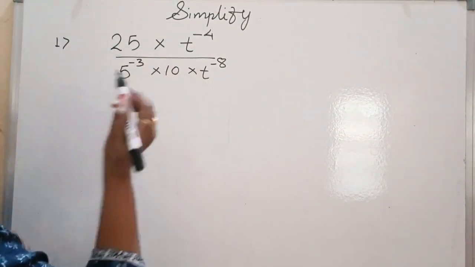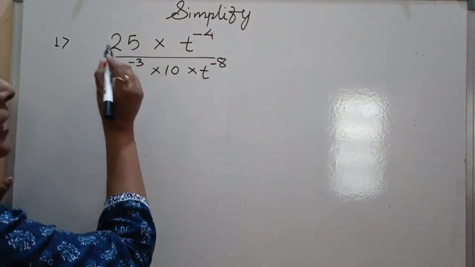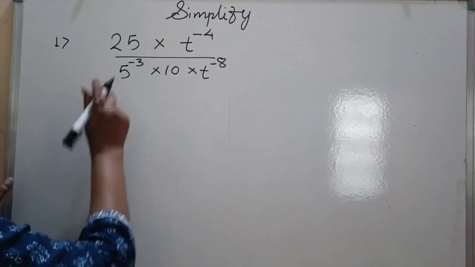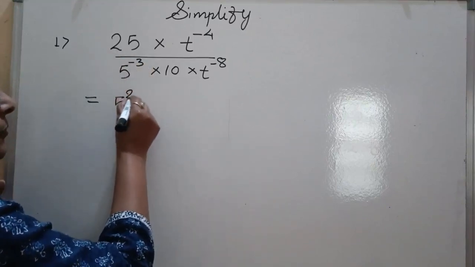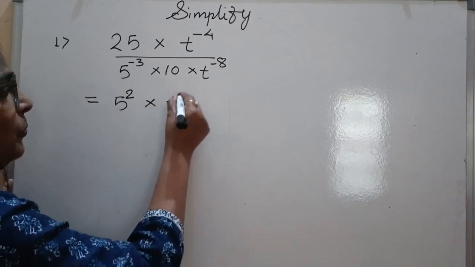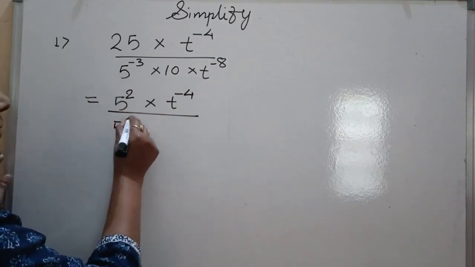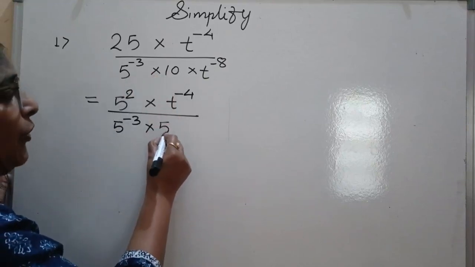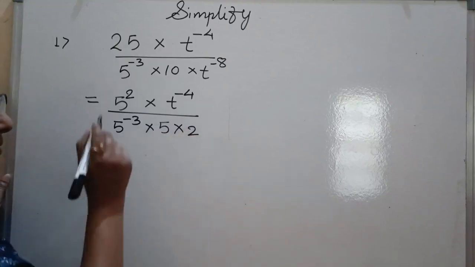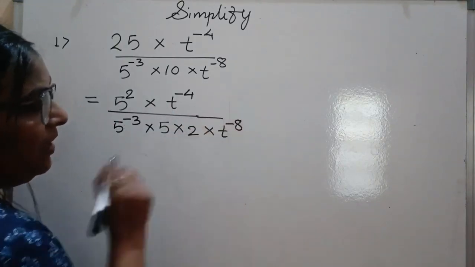Let's start with this sum. Now first, here 25, we are going to change this into the exponential form. How can you change it? 25 means 5 into 5, so you can write 5 squared here, into t raised to minus 4, divided by 5 raised to minus 3, into this 10. You can write 5 into 2. Next, into t raised to minus 8.